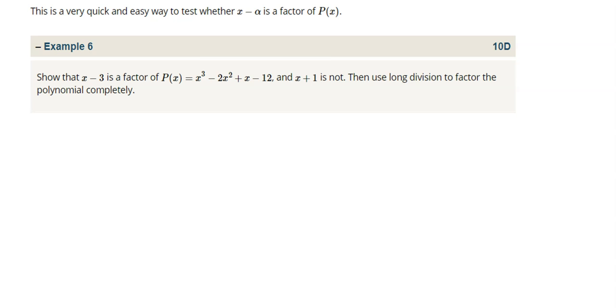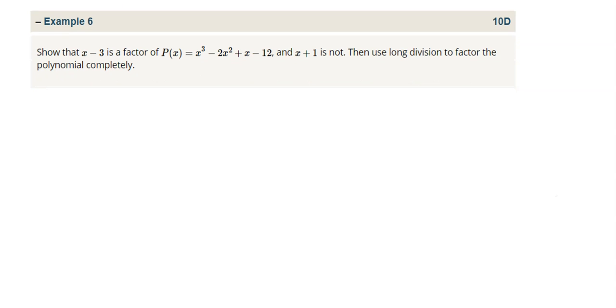Anyway, show that x minus 3 is a factor of that and x plus 1 is not. Then use long division to factor the polynomial completely. So we can do that once we know what the factors are. Then we can use that factor and we'll be able to factor it out. X minus 3. Okay, how am I going to test that? P of 3. So P of 3, effectively, then just substitute 3 into every x value and see what result we get.